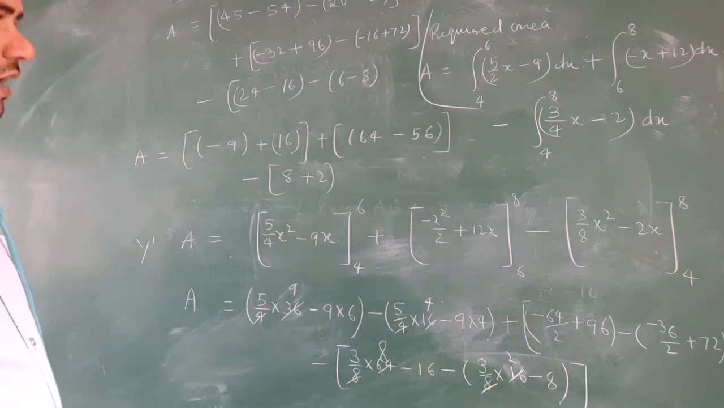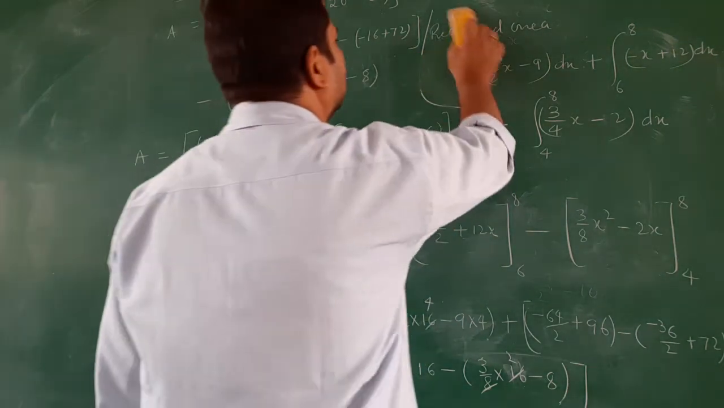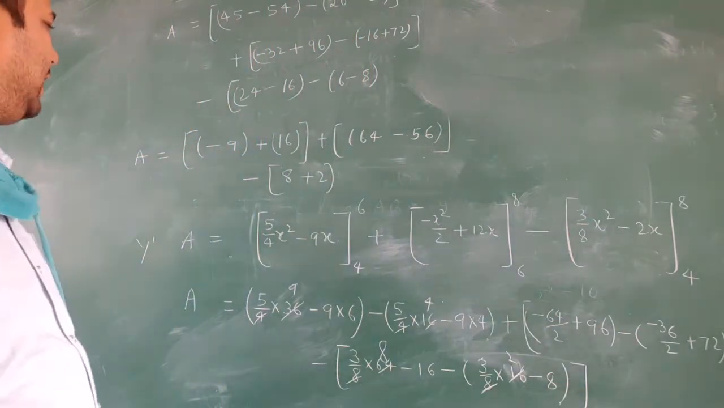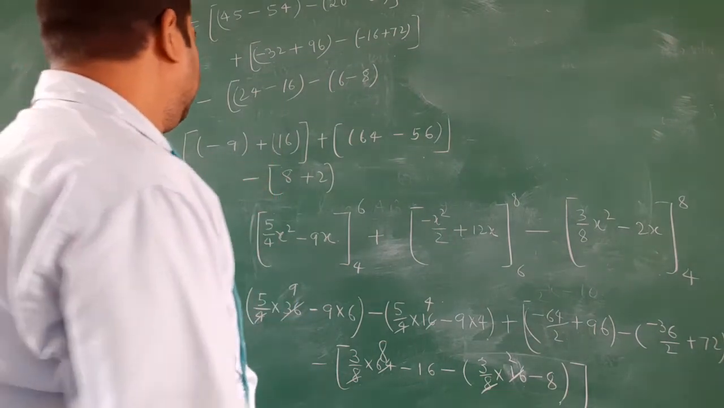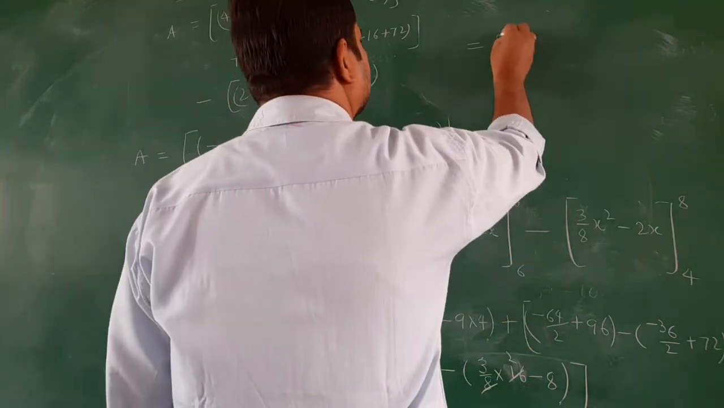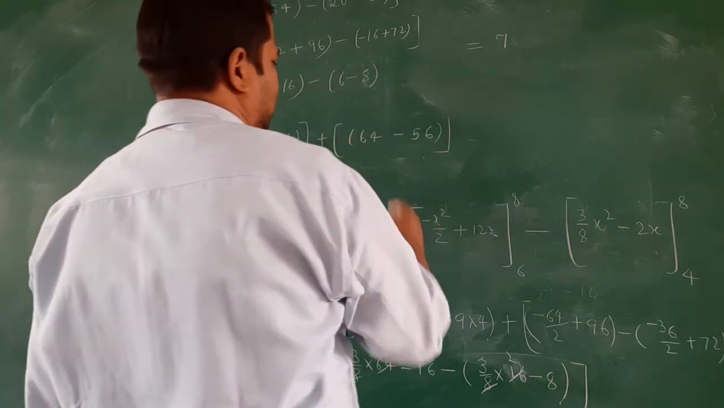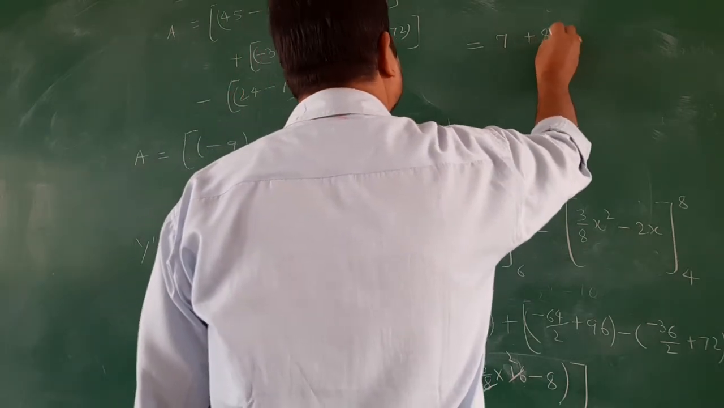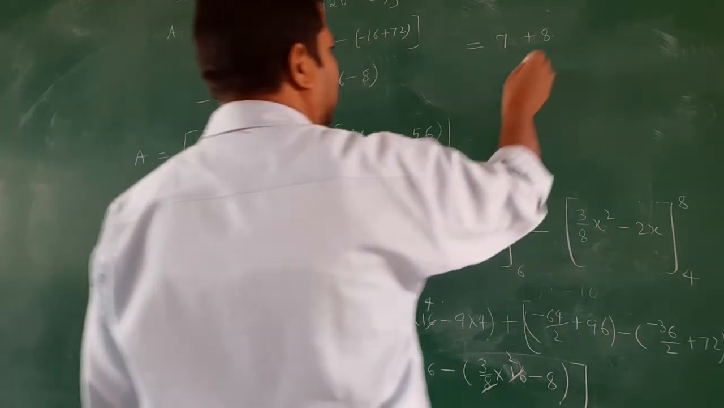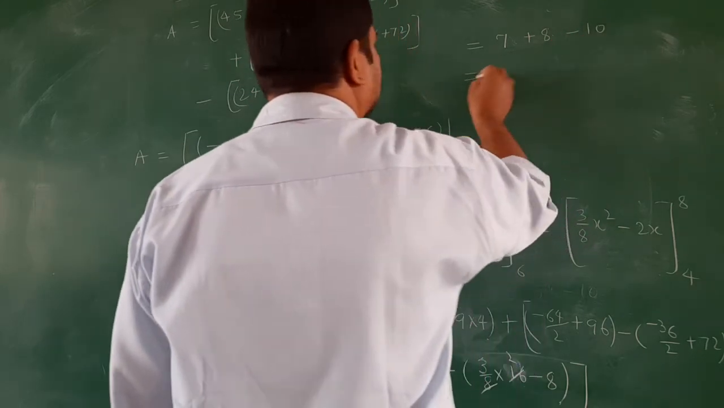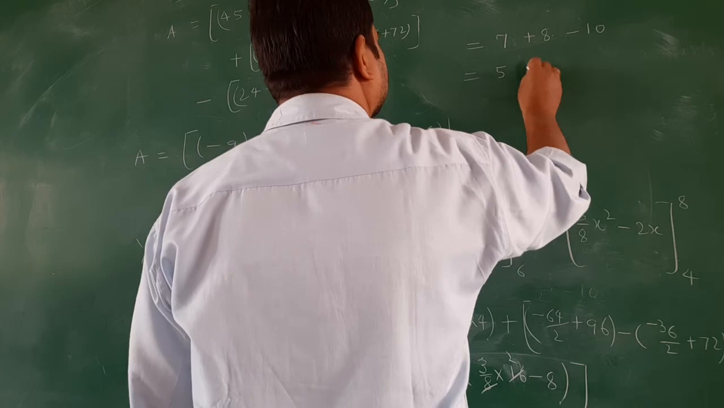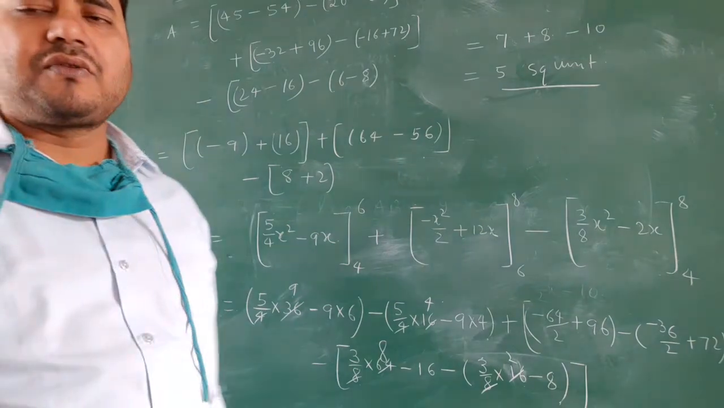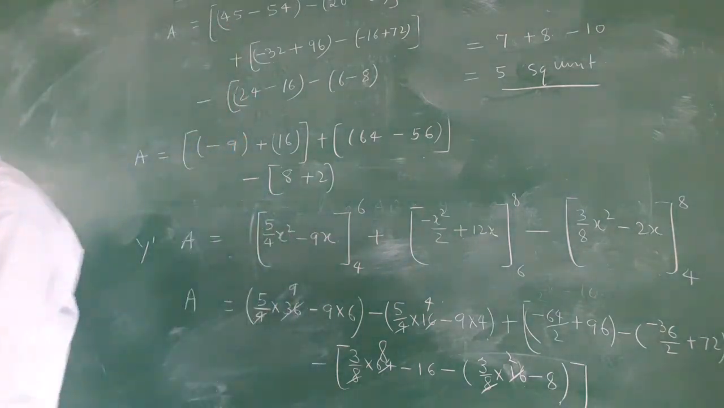Okay, and now I am going to erase this one. We will have, see, minus 9 plus 16, 7, and this is 64 minus 56, 8, plus 8, and this is minus 10. So answer is 5 square unit. So this is the area of required triangle. So please note it down.